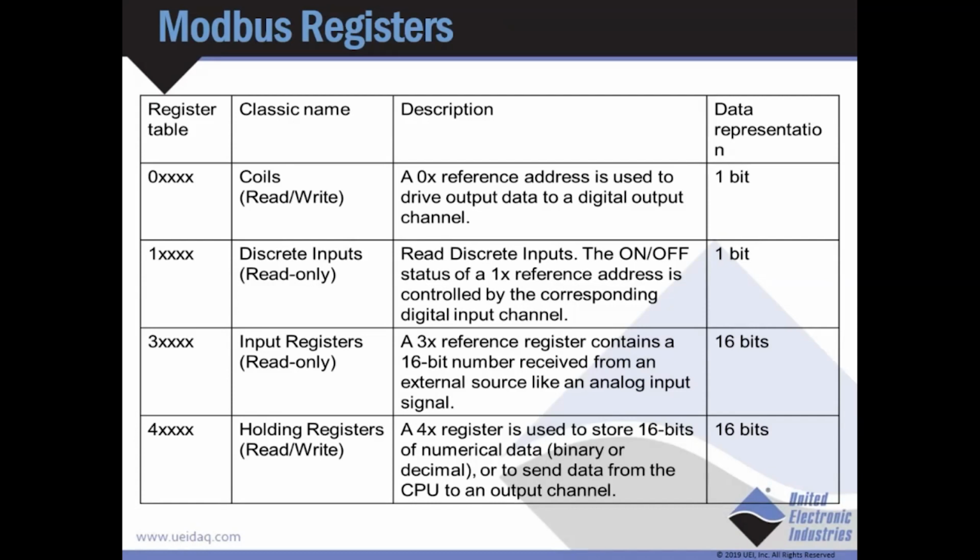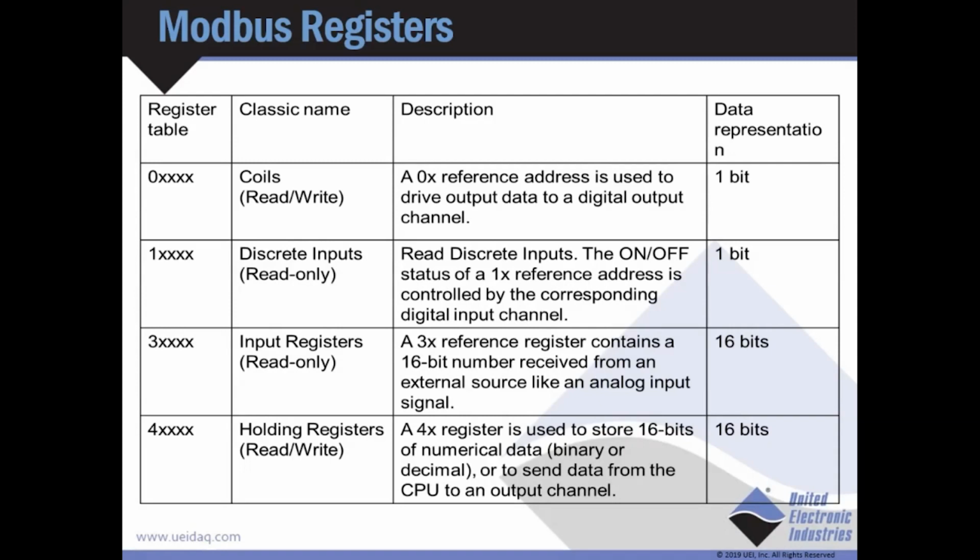We follow up with the 1x registers, and that's going to be discrete inputs. So it's read-only, we're not controlling anything, we're just reading a status, on or off. Again, a single bit similar to the coils. The 3x and the 4x registers are going to be used for your analog values. These are 16-bit wide. The 3x is going to be your read-only, and then if you're writing analog values, you're going to use the 4x.